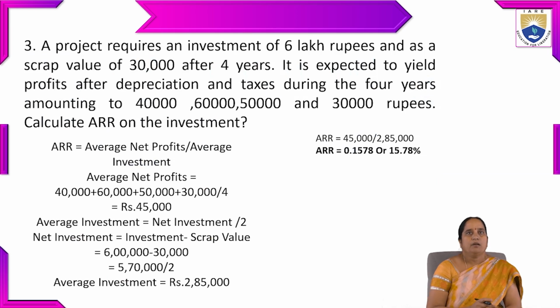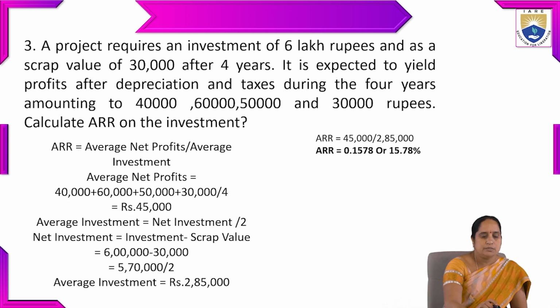Next, a project requires an investment of 6 lakh rupees and has a scrap value of 30,000 after 4 years. It is expected to yield profits after depreciation and taxes during the 4 years amounting to 40,000, 60,000, 50,000, 30,000 rupees. Calculate accounting rate of return or average rate of return on the investment.